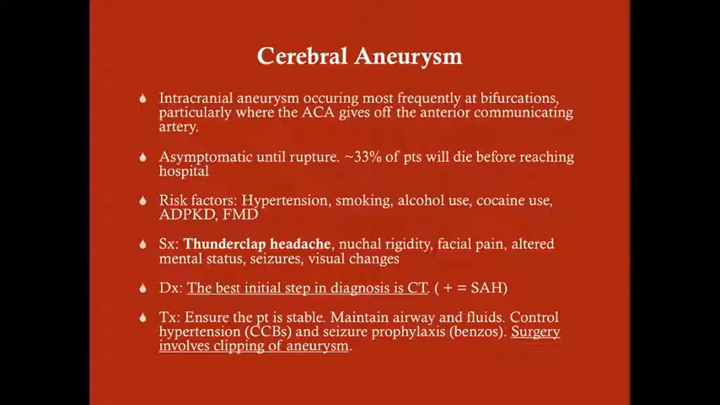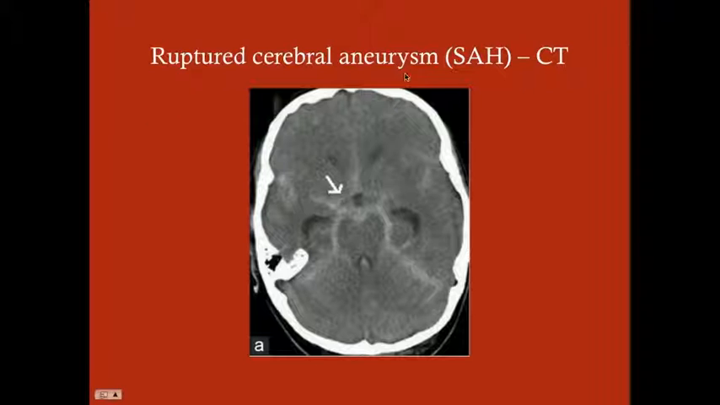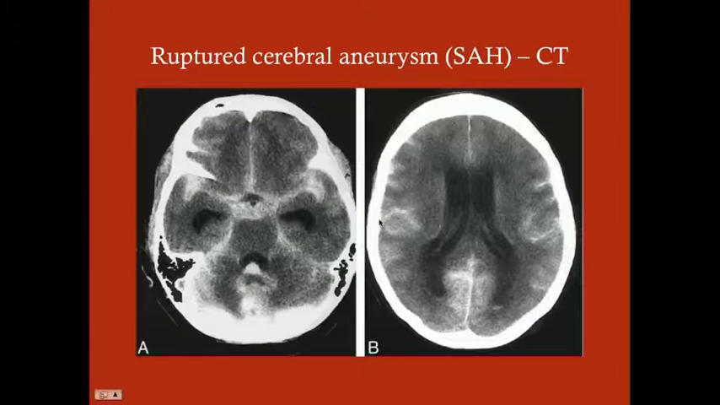So what I wanted to point out here was how the CT looks, and this is your classic star sign on CT. So this shows you that you've got bleeding into the subarachnoid space. So here's another one that's even more apparent.